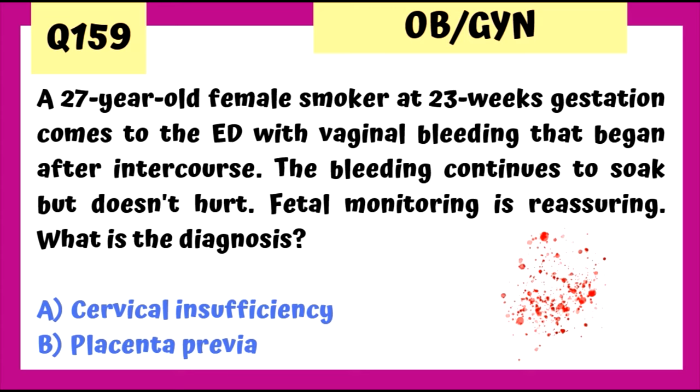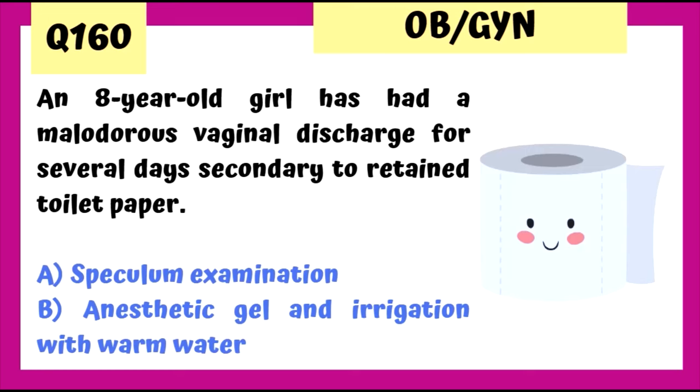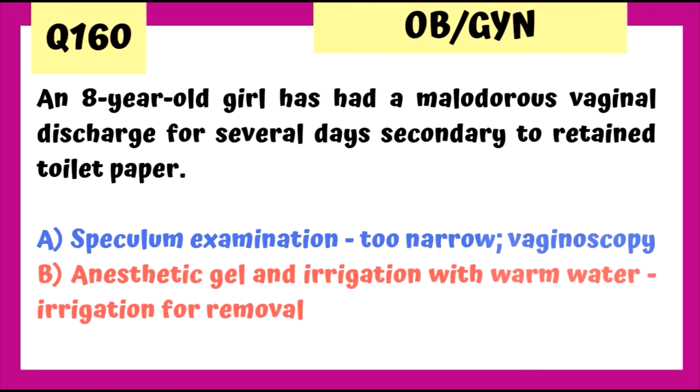So she has vaginal bleeding, and it doesn't hurt. So that is placenta previa. As we mentioned a few times before, placenta previa doesn't hurt. Question 160, an 8-year-old girl has had a malodorous vaginal discharge for several days, secondary to retained toilet paper. What is going on over here? So we would give her anesthetic gel and irrigation with warm water to get out the toilet paper. Speculum examination is not done in little girls because it's too narrow. We would go with the vaginoscopy, but that's not what we do here.